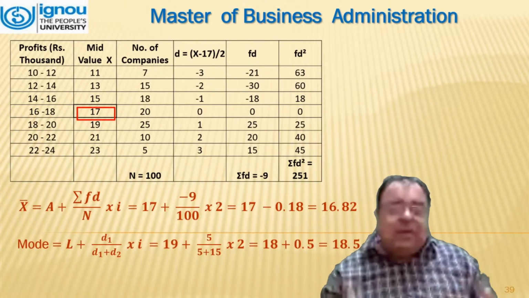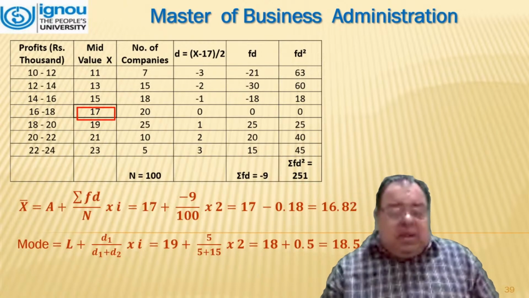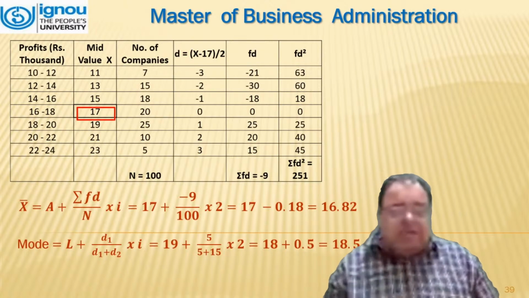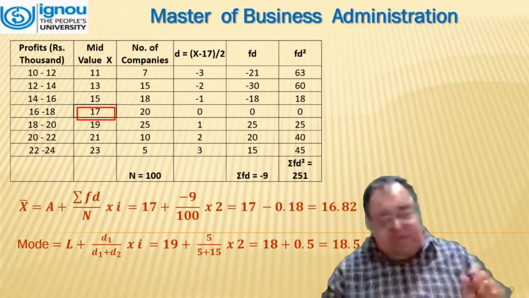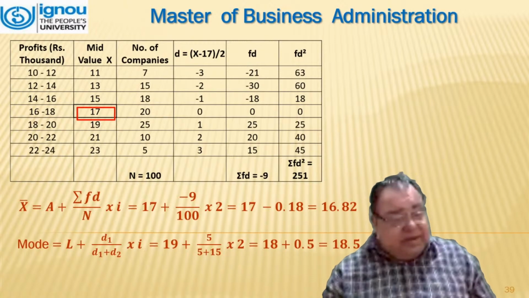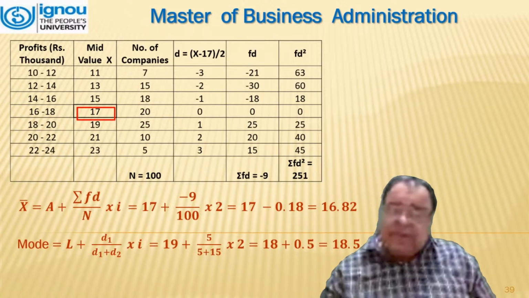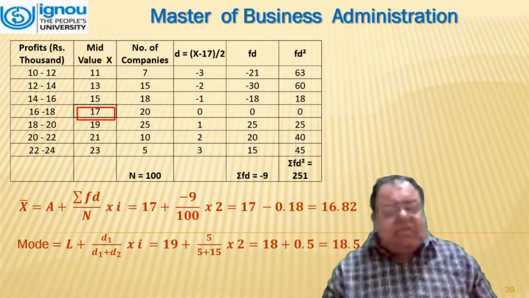Now, moving to the formula. First of all, we have to find mean. Since we have assumed a mean, we will be using the assumed mean shortcut formula. That is x bar equal to A plus summation fd by N into I. Here A is 17, summation fd is minus 9, N is 100, and I is 2. That is the difference between the upper limit and the lower limit. After evaluating it, we will get 16.82.